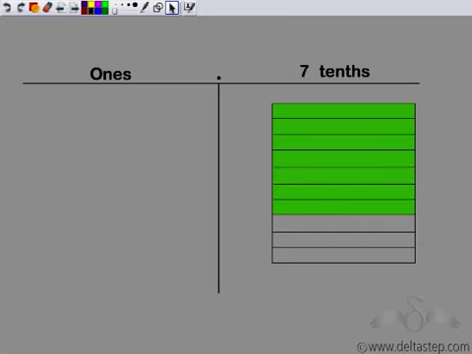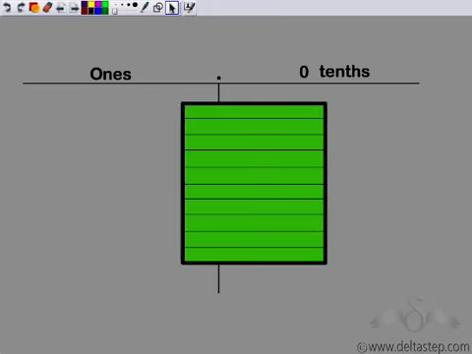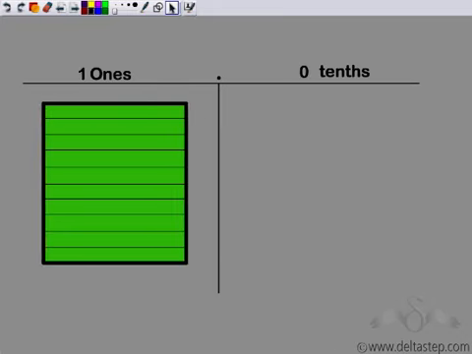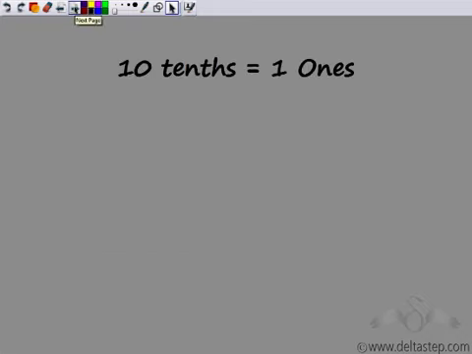Now I can continue doing this only till 9. That is 9 tenths. Because if I have 10 tenths, then that would actually color the entire box and give me 1 one. So what we see is that 10 tenths is actually equal to 1 one.